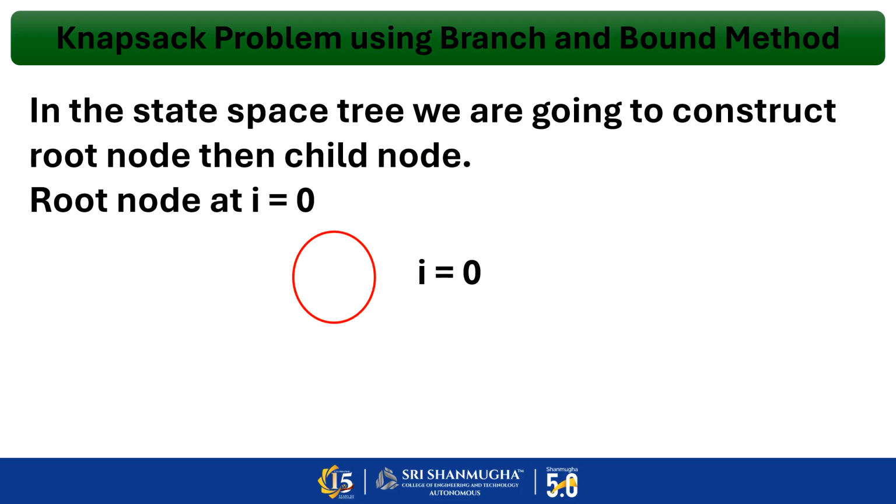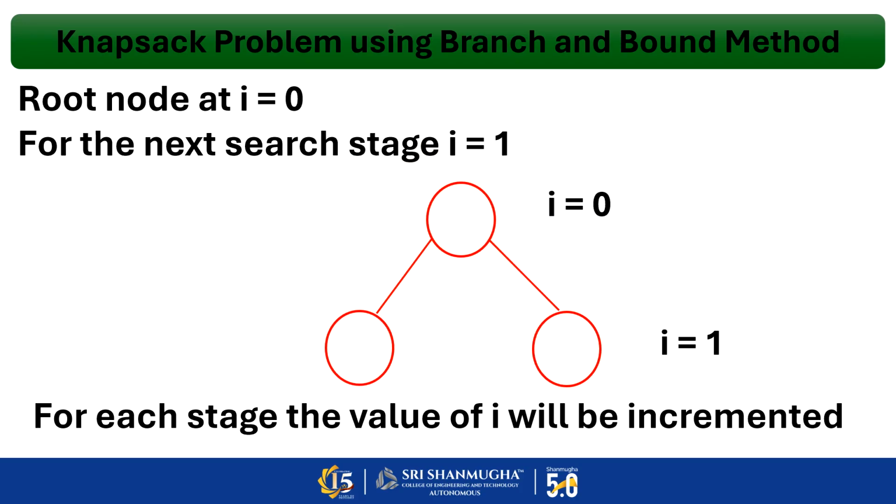As I mentioned earlier, we are going to construct the state space tree. For that we have to consider the root node, that is the base node, where the value of i will be 0. Level by level the value of i will get incremented. Tree means we first have a parent node, and from that we will have several branches like child nodes, isn't it? As I mentioned, at the root node the value of i is 0. For the next search we have to move to the next stage.